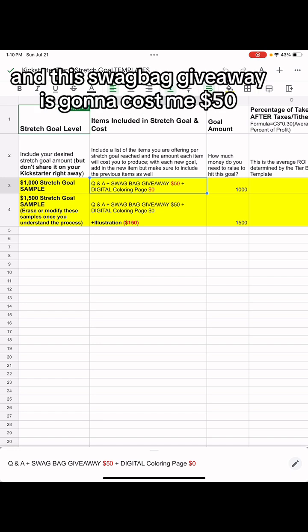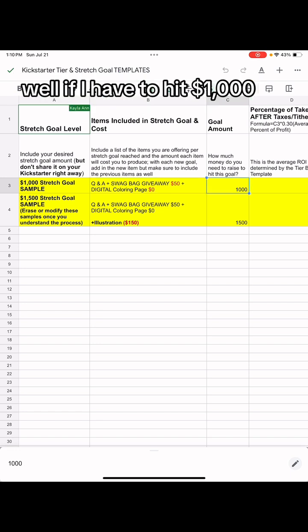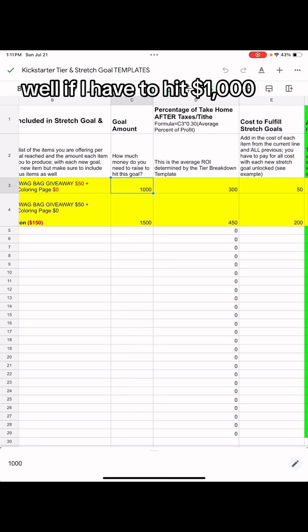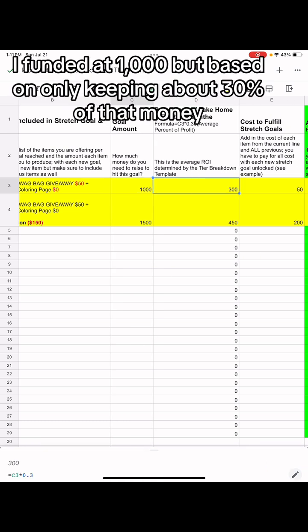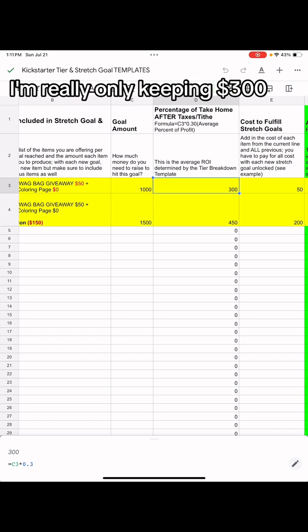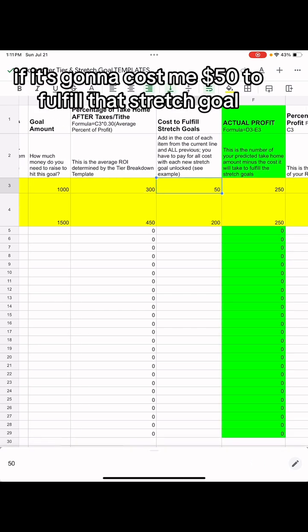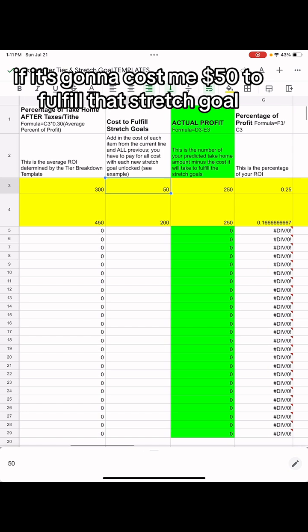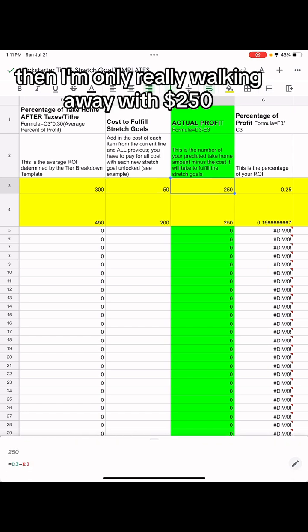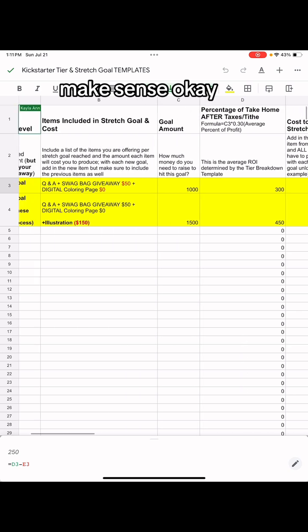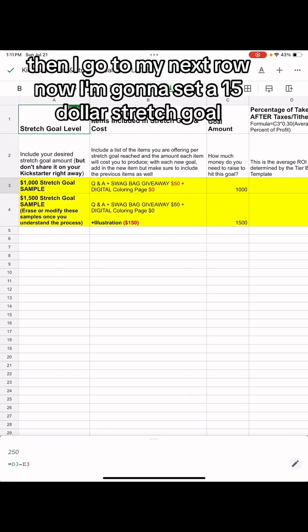And the swag bag giveaway is going to cost me $50. Well, if I have to hit $1,000, I'm just going to put that money there, right? I funded at $1,000. But based on only keeping about 30% of that money, I'm really only keeping $300. If it's going to cost me $50 to fulfill that stretch goal, then I'm only really walking away with $250. Make sense? Okay. Then I go to my next row.